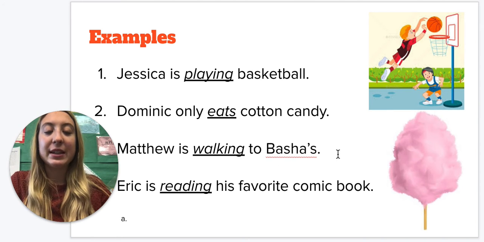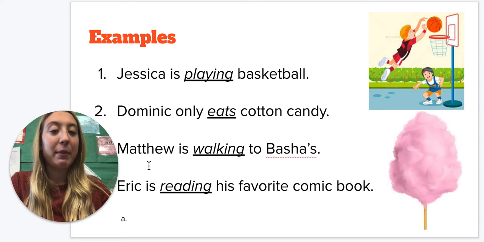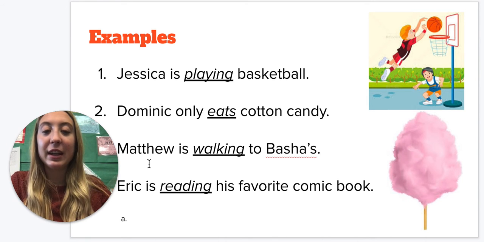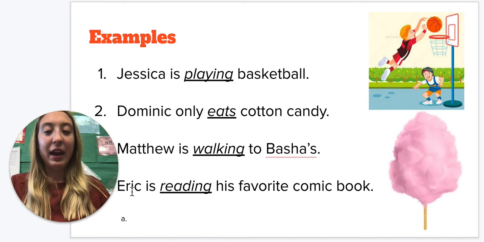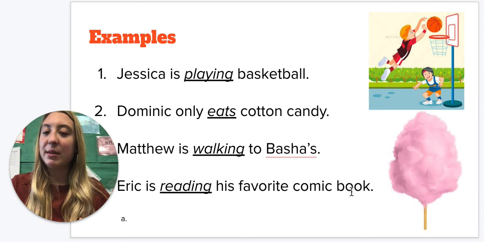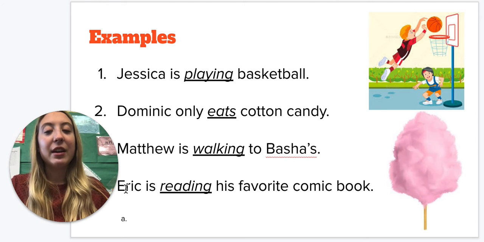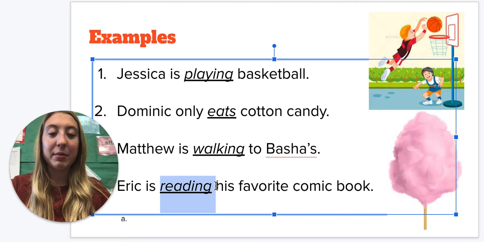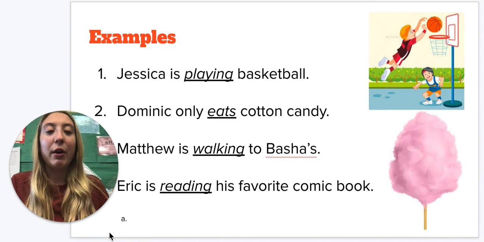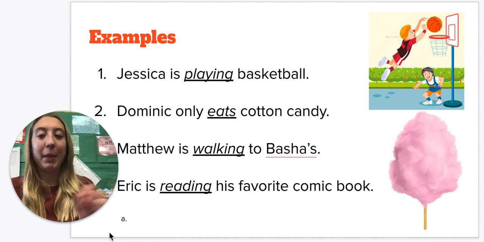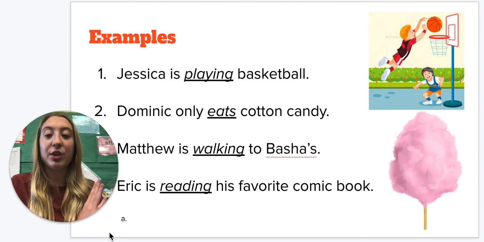Matthew is walking to Bash's. Who is it about? Matthew. What is Matthew doing? He is walking, and that's also, remember, our action verb, because walking is something you can do. It's an action. Eric is reading his favorite comic book. Who is this sentence about? It's about Eric. Now, what is Eric doing? Eric is reading. So these are our main verbs. It's telling what the subject is doing. So if you have a pen and paper, I want you to take it out and say main verbs equal what? You're going to ask the subject what they're doing.